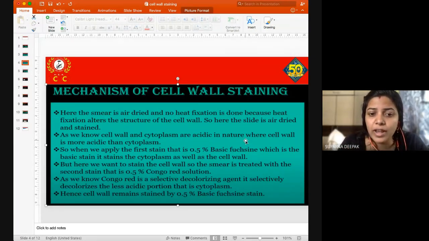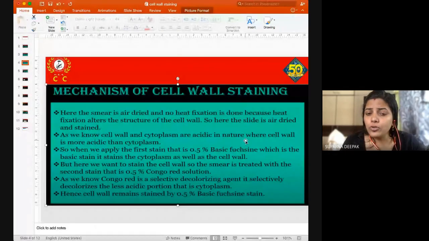As we know, cell wall and cytoplasm are acidic in nature, where the cell wall is more acidic than the cytoplasm. That is the reason why we will be using basic fuchsin. From the name itself, you understand that it is basic in nature. Because your cell wall and cytoplasm are acidic, when you add the first stain, basic fuchsin, it would be taken up by both the cell wall and the cytoplasm. But as I told you, it is very necessary that the color of the cytoplasm and the cell wall should be different. Only then would you be able to distinguish the cell wall from the cytoplasm. Am I right? अभी यहाँ पे first stain देने के बाद हमने क्या देखा? Both of them are going to take the same color. So that is not going to serve our purpose.